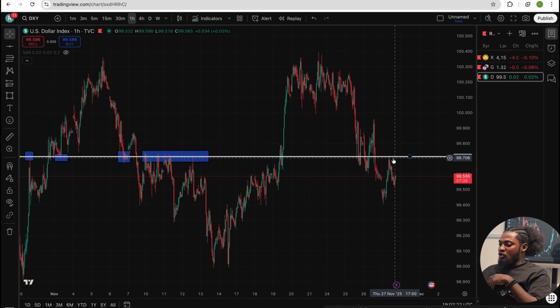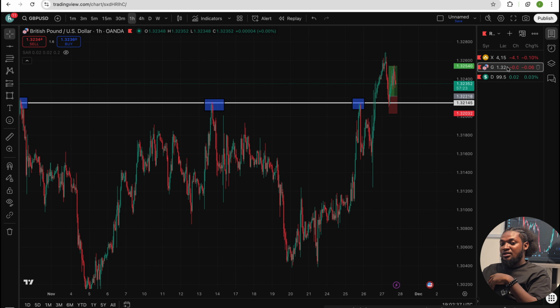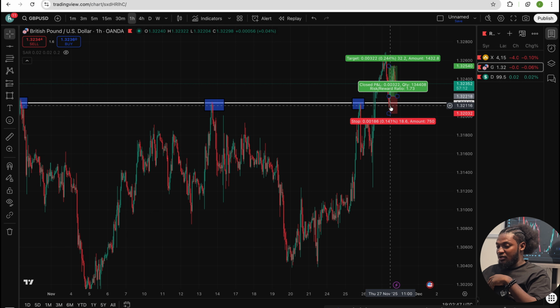You understand? So if DXY broke this level and was retesting the level, what does it mean? It means DXY wanted to sell, right? And if you know your base and quote currency, if DXY wants to sell, any currency that has the USD as its quote currency, you understand, it's going to be doing the opposite. You understand? So whilst DXY was on its resistance, GBPUSD was on a support. You understand? So it was like giving me two confirmations.